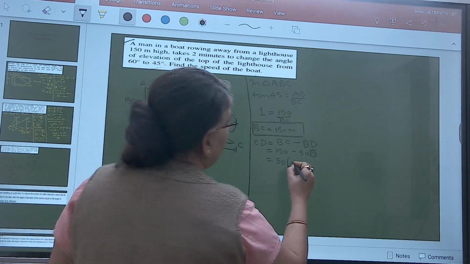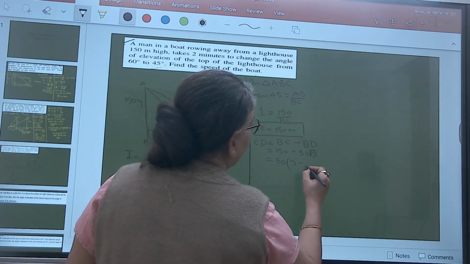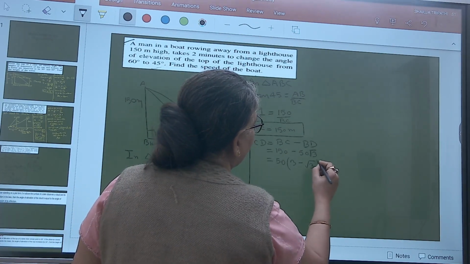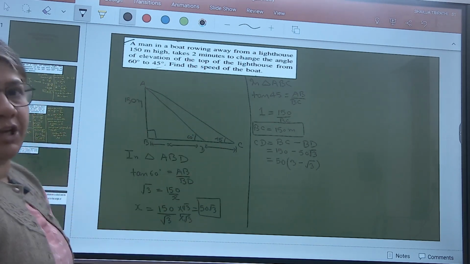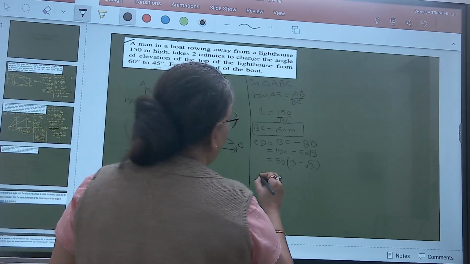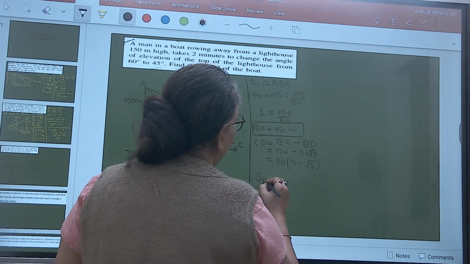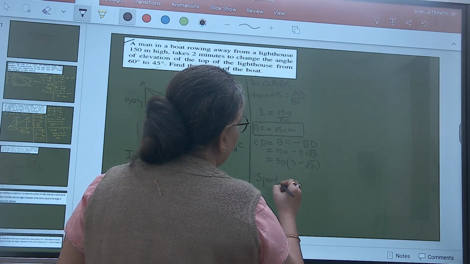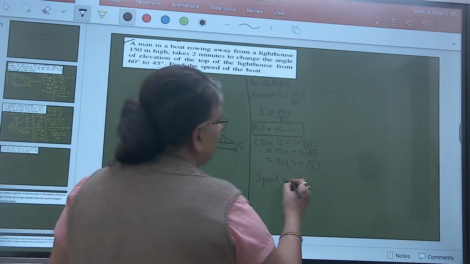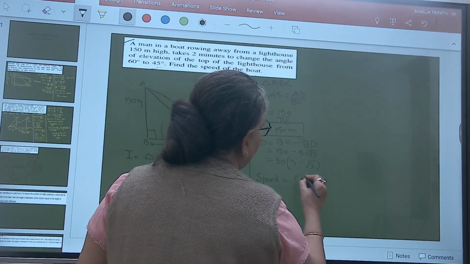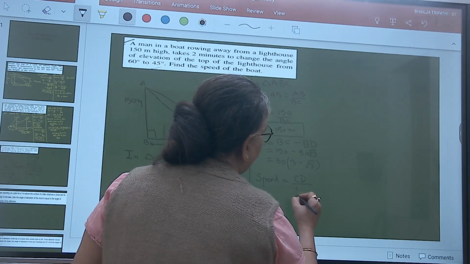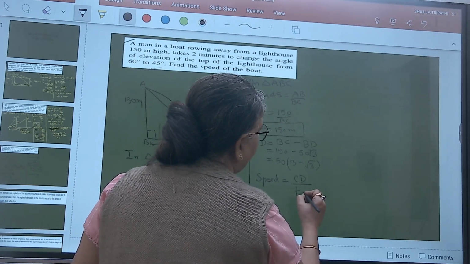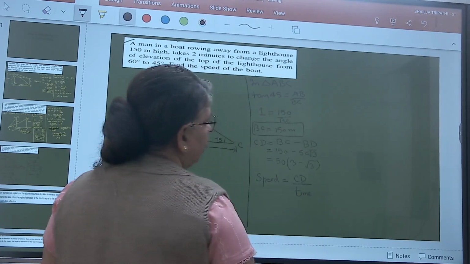You get 3 minus root 3. So this is the distance. Time is given, 2 minutes. Now we can find the speed. So speed is equal to distance covered upon time taken, the time to cover the distance.